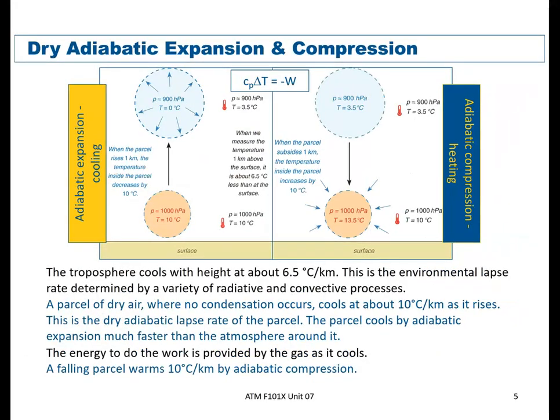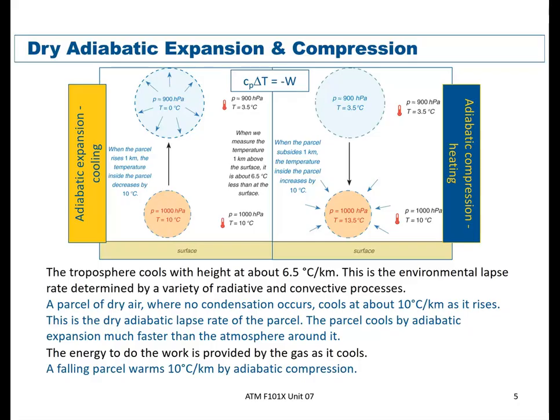Typically, the troposphere cools with altitude at about 6.5 degrees Celsius per kilometer. This environmental lapse rate is determined by the balance of radiative and convective processes. Consider a parcel rising from the surface at 1000 hectopascals to 1 kilometer at 900 hectopascals. A rising parcel of dry air cools at about 10 degrees Celsius per kilometer, while the environmental lapse rate is 6.5 degrees Celsius per kilometer.